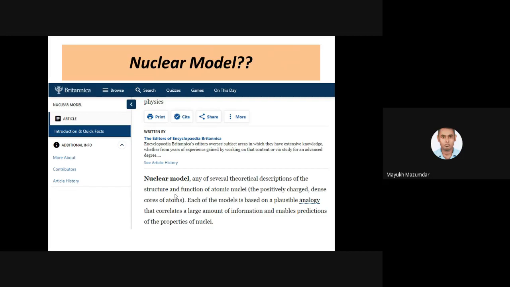So you observe different properties of the nucleus. You try to look for the probable cause behind this and that. Then you arrange those things in a logical manner. Then you get a model. Clear? Yes, sir. Okay. This is also a very succinct definition from Britannica.com.